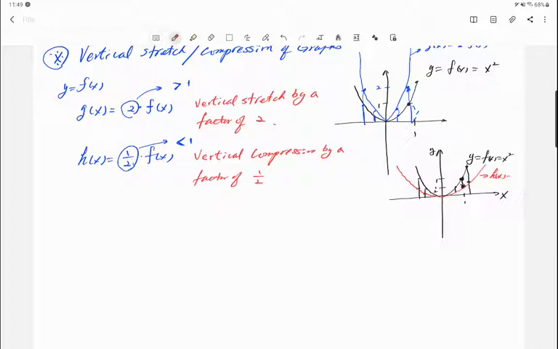This h of x is what? 1/2 of what? F of x. Make sense? Okay. So that is equal to 1 over 2 times what? X squared. So whenever the y value is multiplied by a number and this number is greater than 1, then that is a vertical stretch. The y value is increased by multiplying that factor. And if this value is less than 1, then what? Vertical compression.